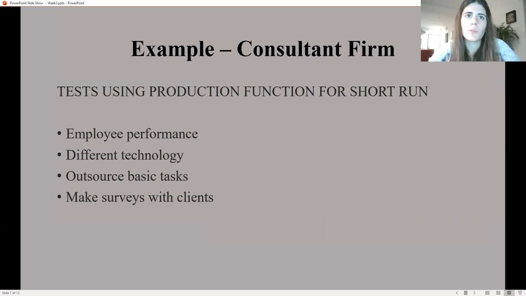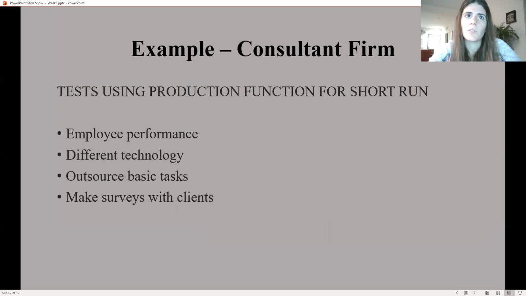You should also make some surveys with clients, because sometimes when you push your employees to work at a fast pace, they don't deliver a good job. So all of these decisions should be tested with a production function beforehand.